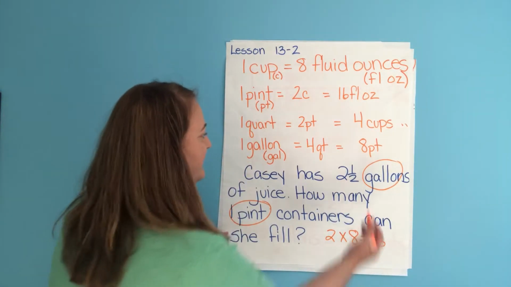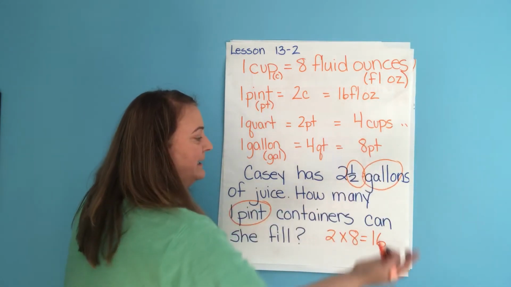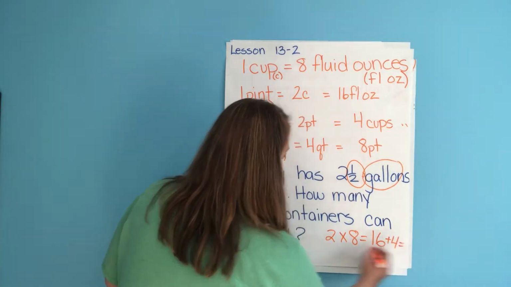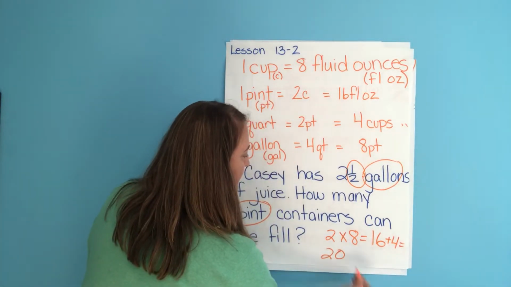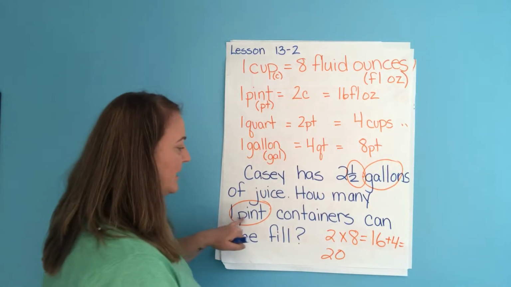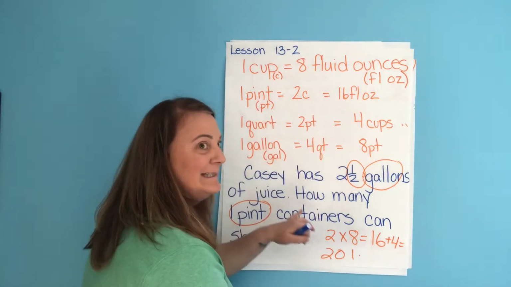And then we have this other half. Well, simply, what is half of 8? It's 4. So we're going to add 4, and our answer is 20 pint containers.